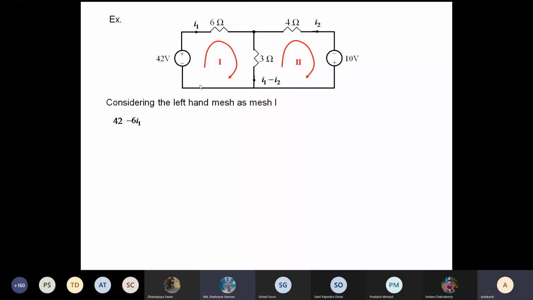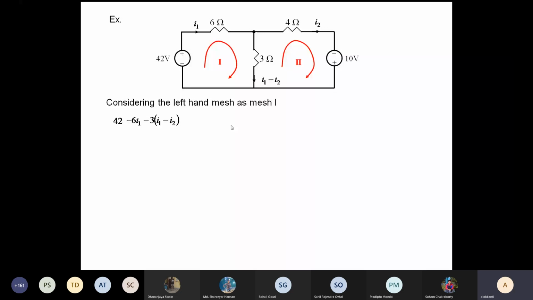Then we proceed along that mesh. What is happening in the 3 ohm? The current in the 3 ohm is basically I1 minus I2, so it is minus 3 times (I1 minus I2). So we have gone around the mesh. We started from here, crossed the 42 volts, then the 6 ohm, the 3 ohm, and there is nothing else. We have reached the base of the 42 volts again. All the elements are covered in mesh 1, so this is equal to 0.